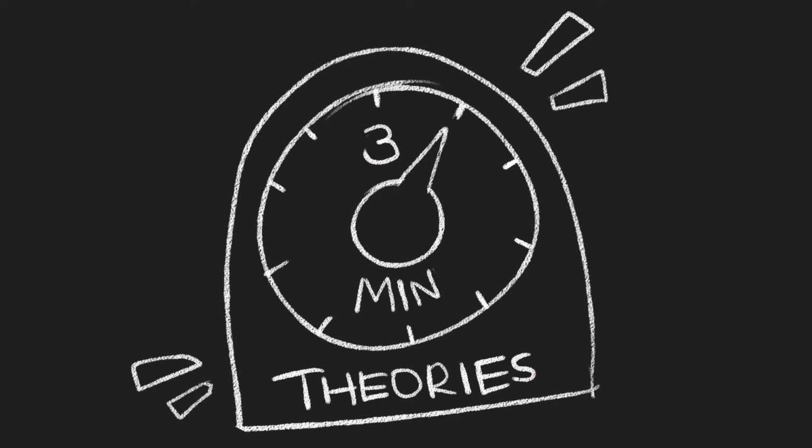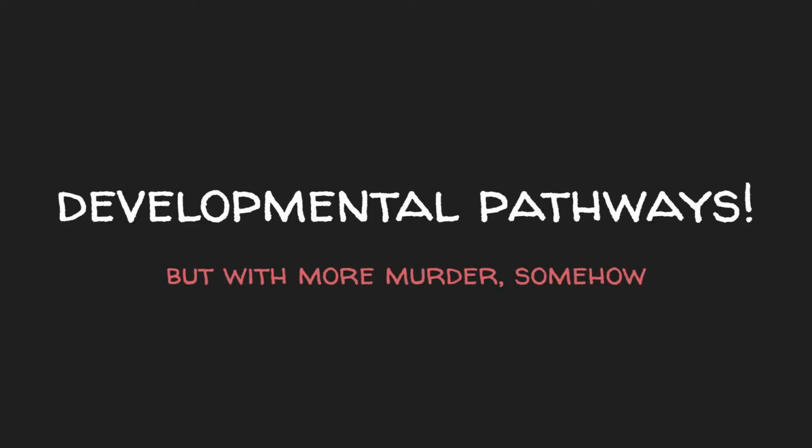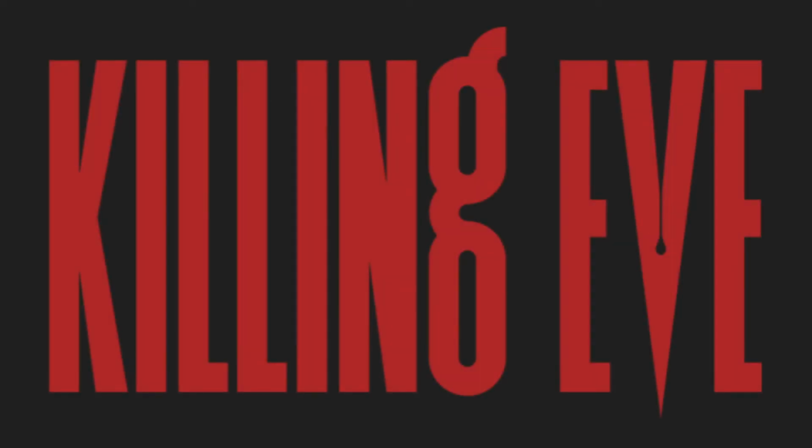My name is Erin, I'm your host, and today we'll be talking about developmental pathways by using one of my favorite shows, Killing Eve. Killing Eve is a thrilling series about a cat and mouse chase between an MI6 secret agent named Eve Pilastri and a prolific serial assassin under the pseudonym of Villanelle.